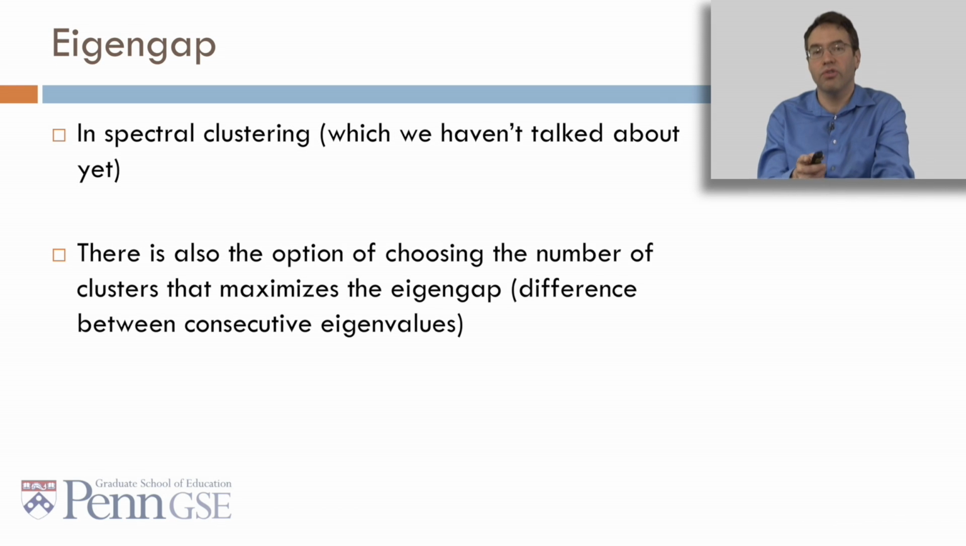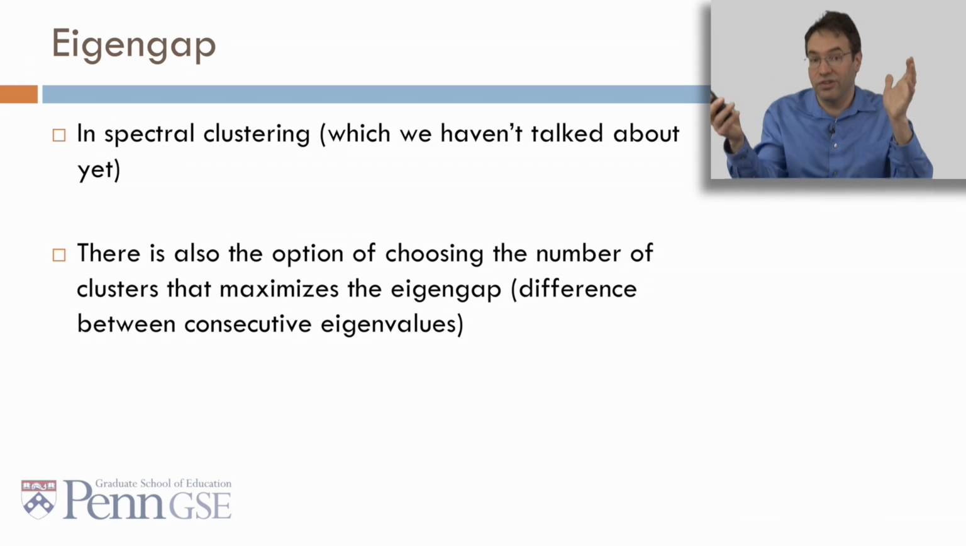An alternate approach is to use the eigengap. This only applies to spectral clustering, which we haven't talked about yet, so I'm a bit out of order here. But in spectral clustering, you also have the option of choosing the number of clusters that maximizes the eigengap, which is the difference between consecutive eigenvalues, which is how you represent your clusters.